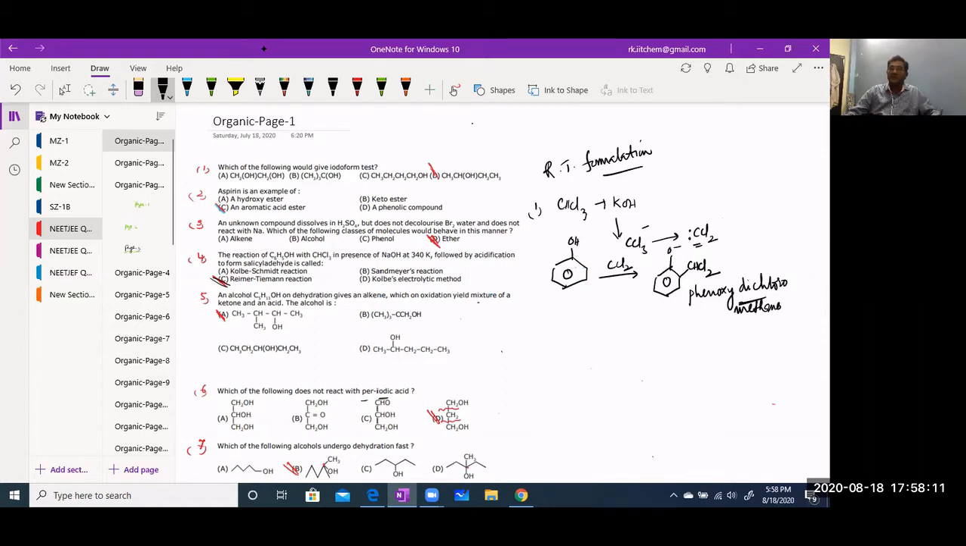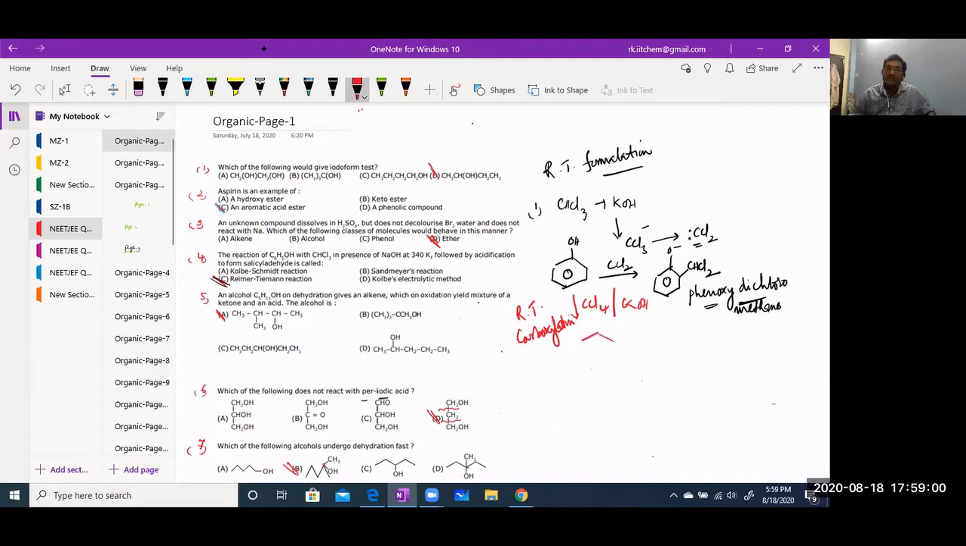Simple objectives, the way to remember this. It's called Reimer-Tiemann formylation. Next, whenever we have phenol in presence of carbon tetrachloride and KOH, this is called the Reimer-Tiemann carboxylation reaction.